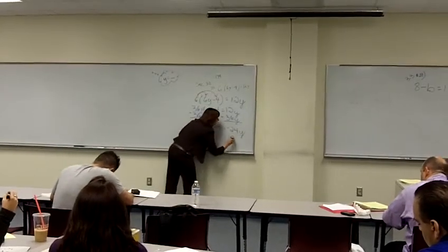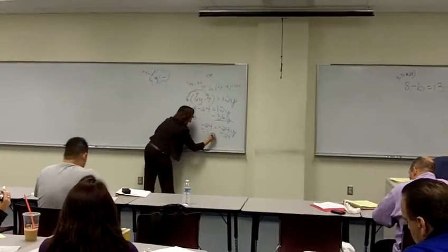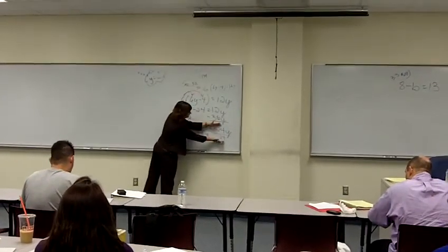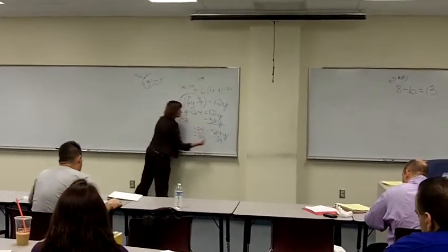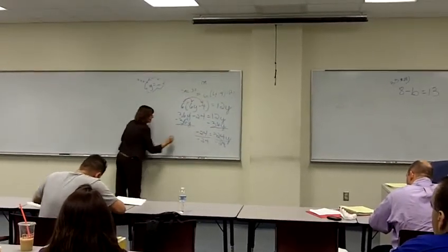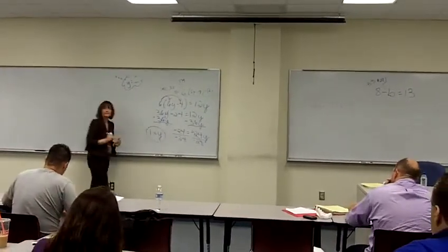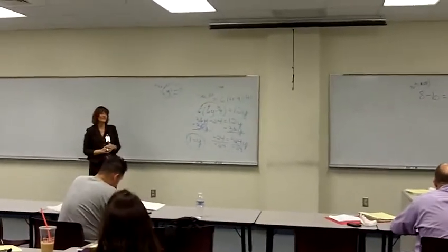So let's divide by negative 24. Divide by negative 24. Negative 24y divided by negative 24 cancels. Y is now alone. Negative 24 divided by negative 24 is? Any questions?